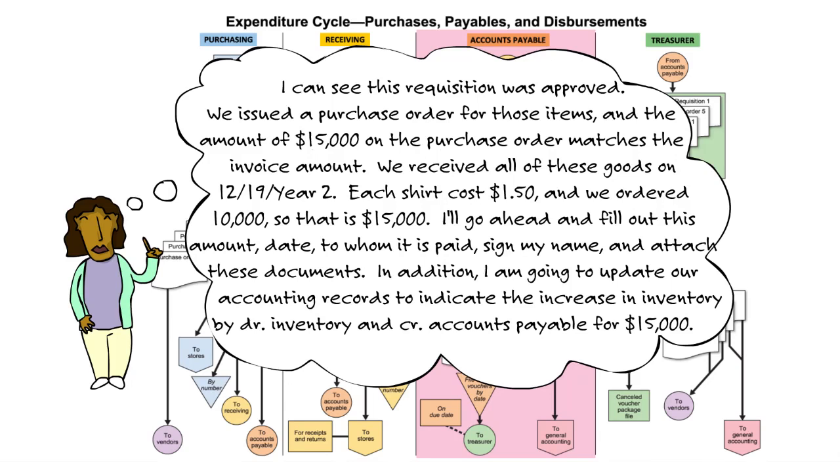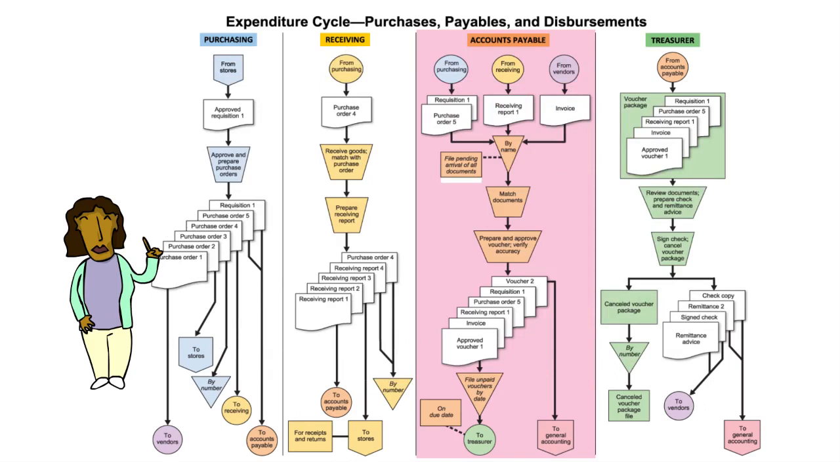I'll go ahead and fill out this amount, date, to whom it is paid, sign my name, and attach these documents. In addition, I am going to update our accounting records to indicate the increase in inventory by debit inventory and credit accounts payable for $15,000. At this point, Jane would forward the package on to the treasurer.